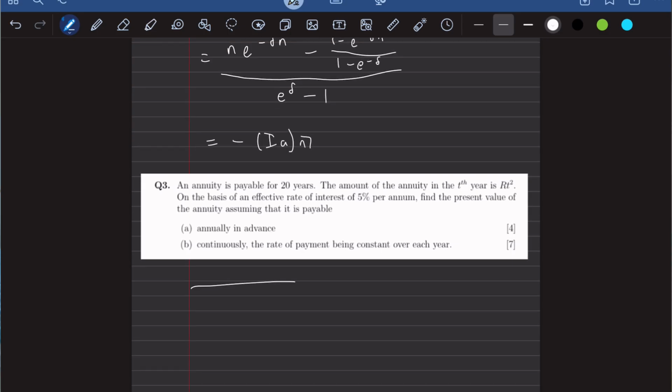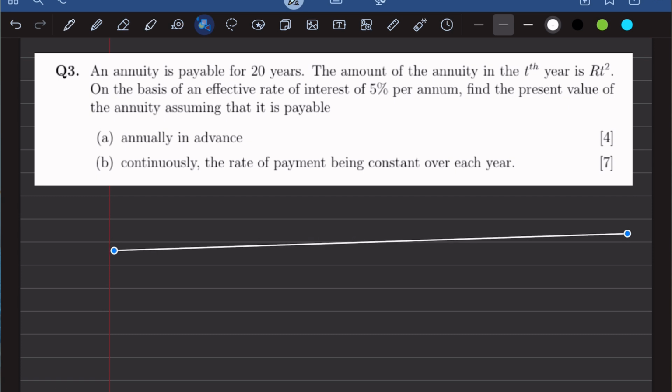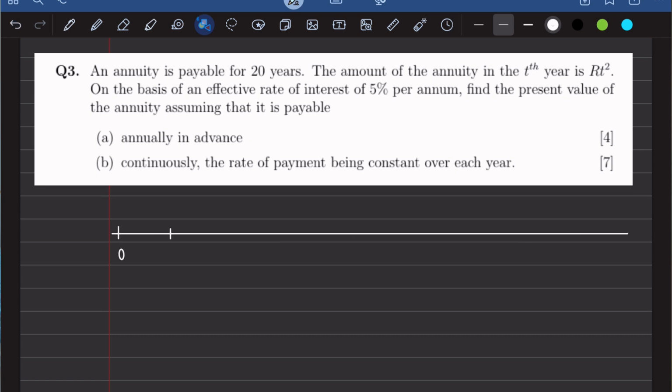So let's draw a little timeline to represent this. You have 0, 1, 2, and so on, going all the way up until the 20th year. This period is the first year, and here we'd pay 1 squared, which is 1. It says it's paid annually in arrears, so here we'd pay 1. In the second year, we'd pay 2 squared, which is 4, then 9, then 16. Then at time 19, we'd be paying for the 20th year, so we'd be paying 400.